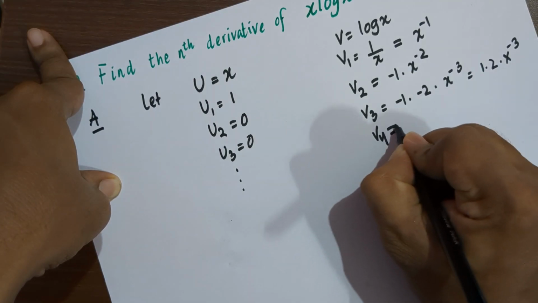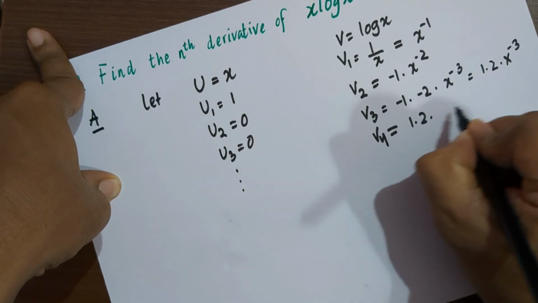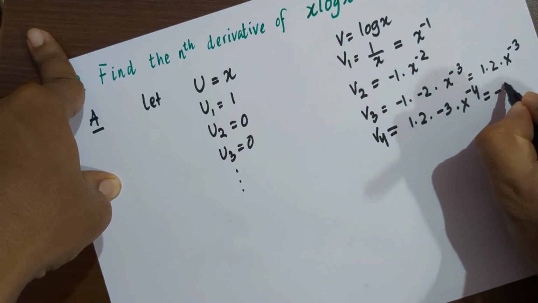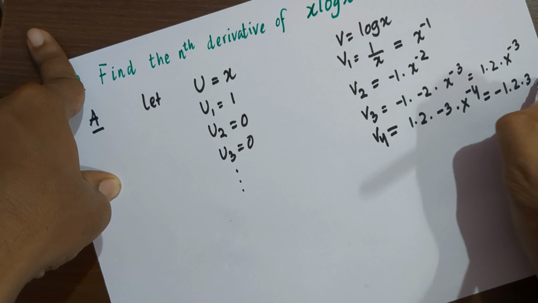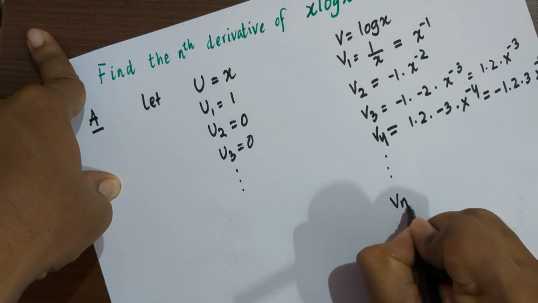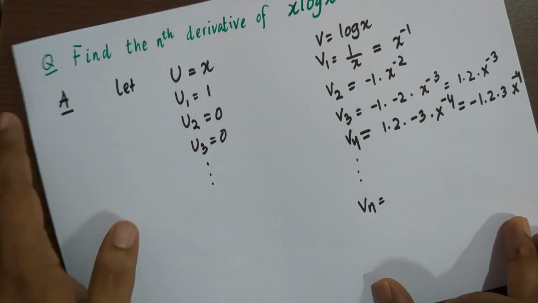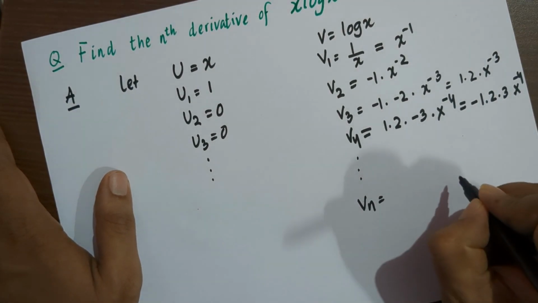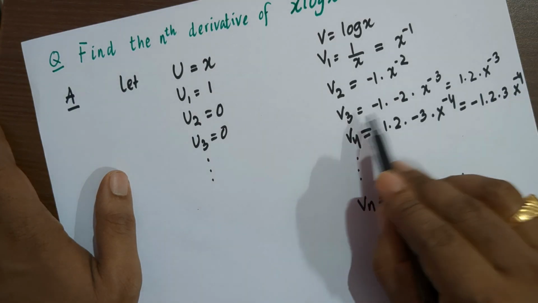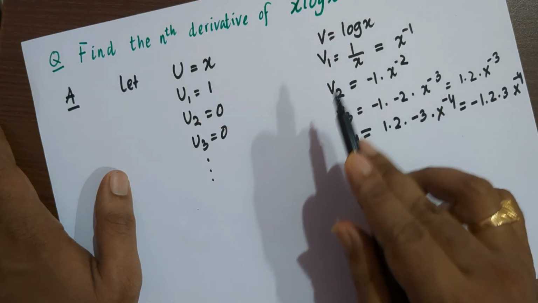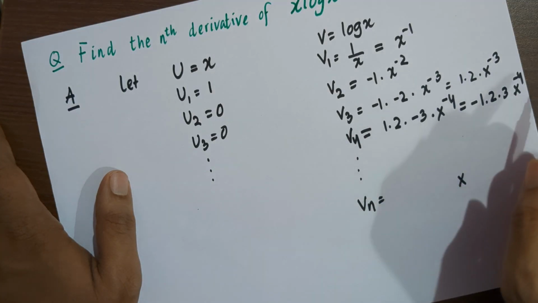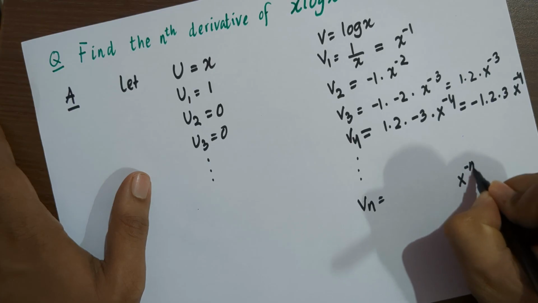Let us find another derivative, v4 is 1 times 2 times minus 3 times x to the power minus 4. Minus 1 comes out and it is 1 times 2 times 3 x to the power minus 4. So let's observe the pattern for its nth order derivative. For its nth order derivative, we have x to the power... For fourth order derivative, we have x to the power minus 4, third x to the power minus 3, second x to the power minus 2. So in each term, we have x to the power some power, and for third it is minus 3, for 4 it is minus 4, for n it will be x to the power minus n.